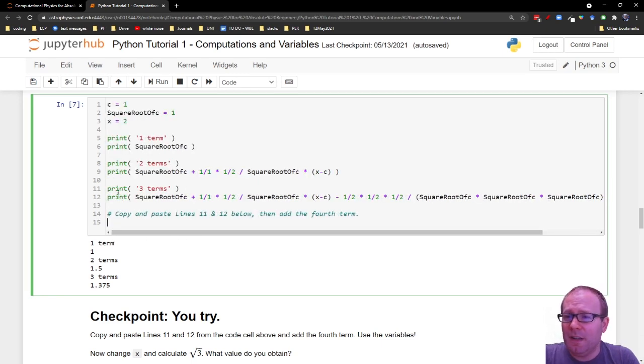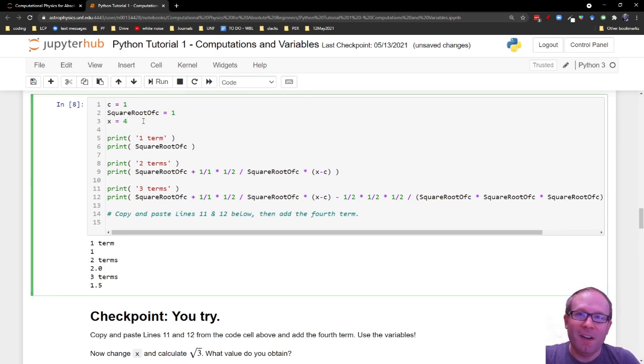So here what I ask you to do is to copy and paste lines 10 and 11, and then add the fourth term, which is going to be even easier now because you can just write it in terms of square root of c, etc. Like I said, you can also change this to get, say, for example, square root of 3. Looky there, I'm getting close to square root of 3. That one's a little bit farther off.